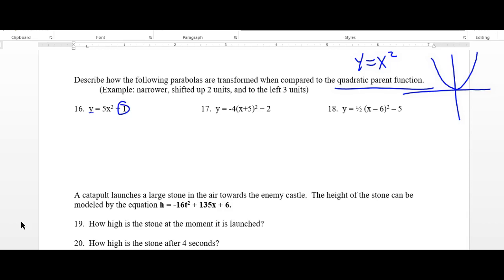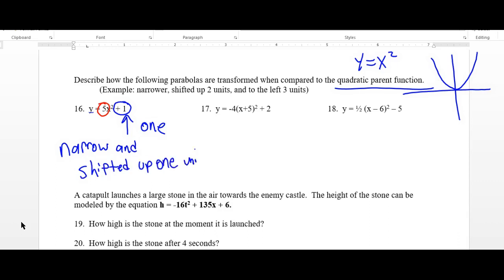+1 shifts it up 1. The 5 here makes it narrower. So I'm going to say narrow and shifted up 1 unit. If you didn't know that, you could check your notes, or you could just graph that equation and compare it to the quadratic parent function.